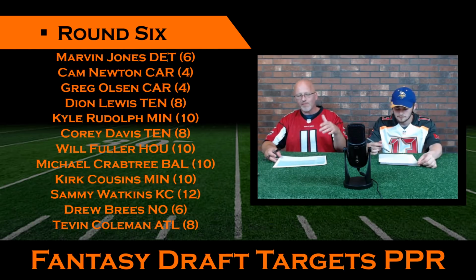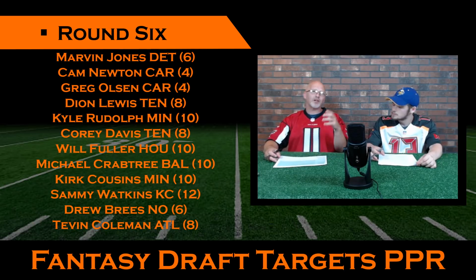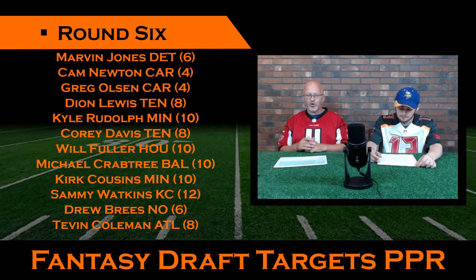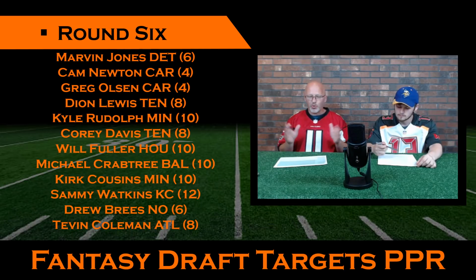Flacco is bad. That offense isn't great per se. I look at Michael Crabtree and think of a guy who's a very solid number 2 wide receiver, but expecting him to be the number 1 wideout against top corners, I don't think he's going to do too well there. Kirk Cousins, I like Kirk Cousins. I'm a Vikings fan, but I don't take a quarterback yet. Certainly not Cousins at this point.